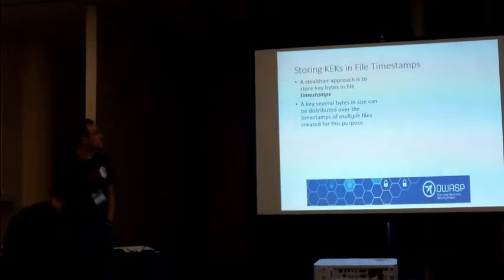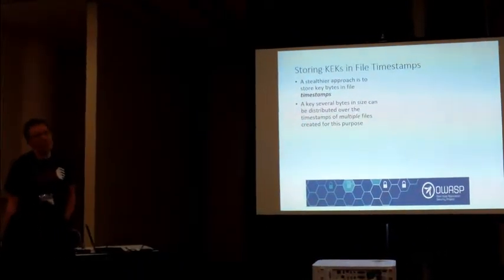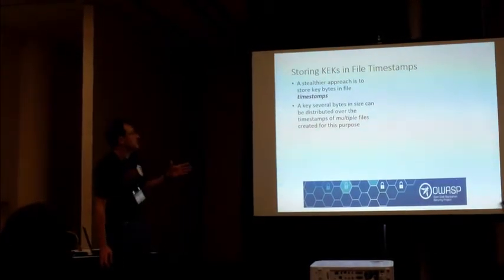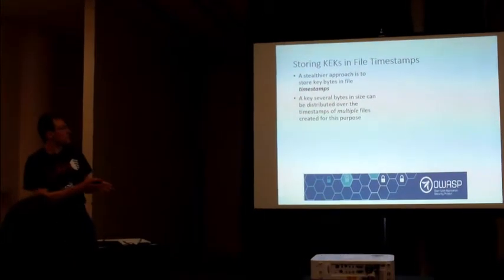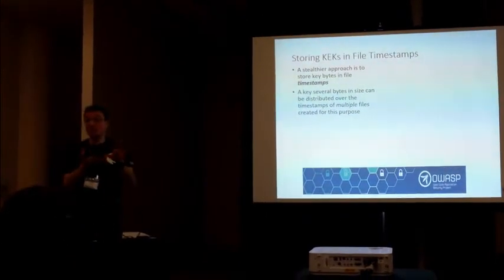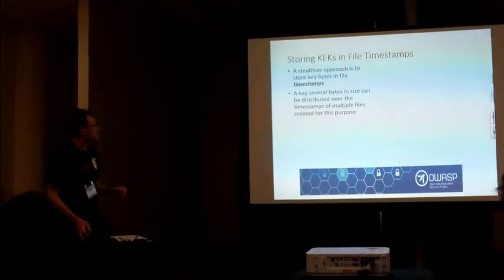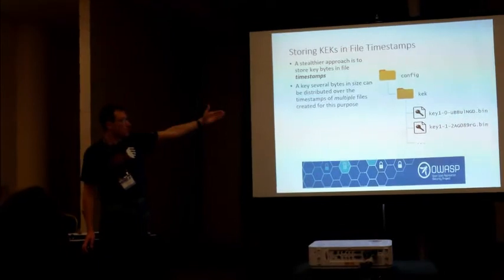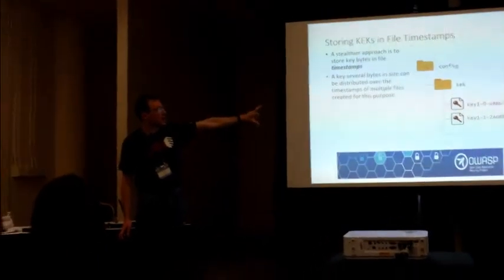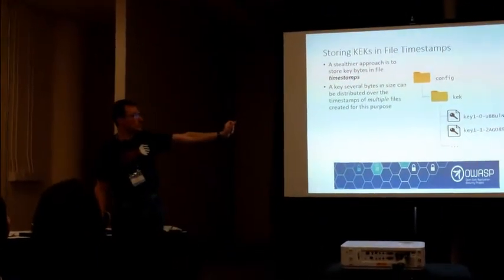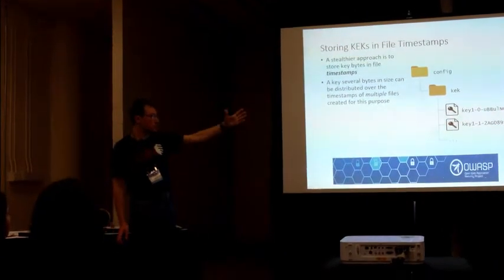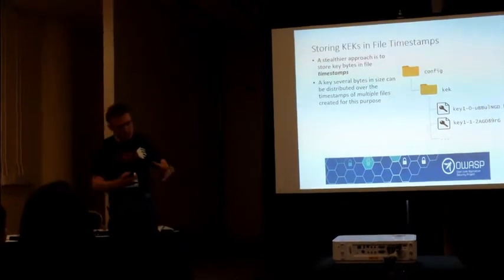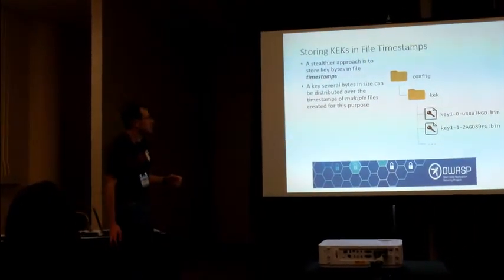So another approach is a little stealthier. It's storing master keys in file timestamps. A key, several bytes in size, can be distributed across timestamps of multiple files created for this specific purpose, or existing files. So basically you have your configuration folder, then the folder for storing your master secret, and then you have a set of files in that folder with a prefix that corresponds to that particular key, sequence numbers, and some random parts so that they cannot easily be enumerated.